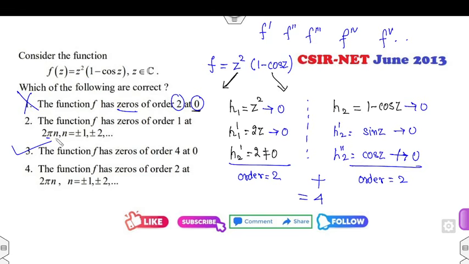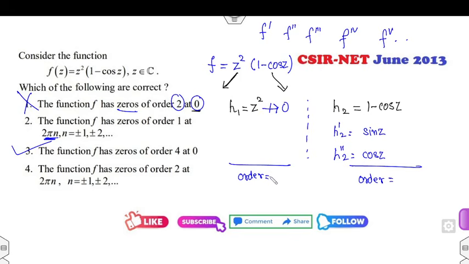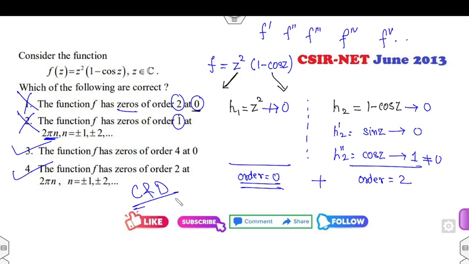Now, at the point 2 pi, I will check again. I already took the derivatives. This value at 2 pi is non-zero, so the order is 0. At the point 2 pi, cos 2 pi is 1, so 1 minus 1 is 0. The derivative, sin 2 pi, is 0. The next value goes to 1, which is non-zero. So the order will be 2. This has order 0, this has order 2, so the total order is 2. This one is wrong. C and D are my right answers.